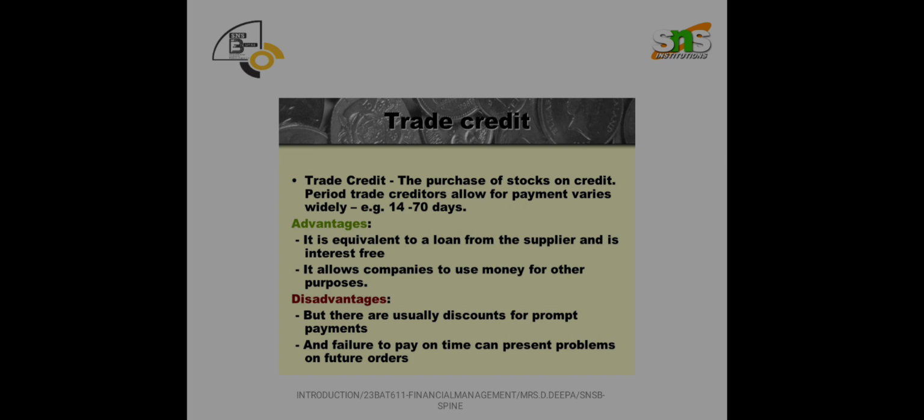The advantage is that it is equivalent to a loan from the supplier and it is interest free. Companies usually use this for their day-to-day operations of the business. Next, the disadvantage is that in case the buyer is not able to make the payment, he definitely has to face the consequences for future orders, and some discounts are also provided. So we need to face both advantages as well as disadvantages in trade credit.